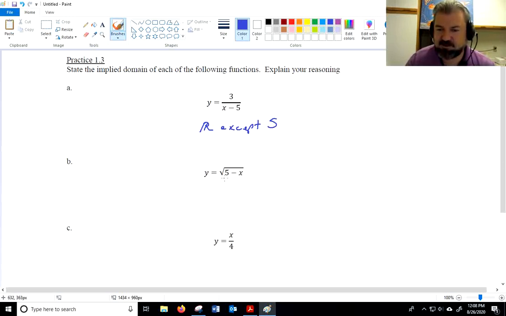And what about this one? Well, we know that what's under the radical has to be greater than or equal to 0, right? So let's solve that. I'll just add the x to the other side, and we see that x has to be less than or equal to 5. Maybe we'll use interval notation this time.